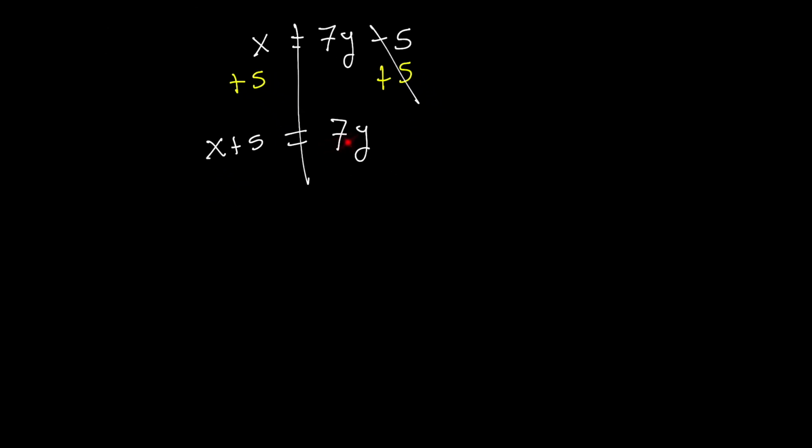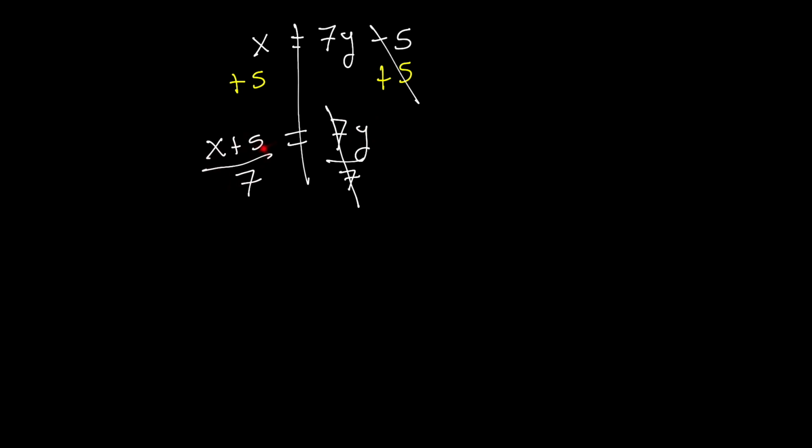Now since here I have multiplication, in order to isolate y I'm going to do the inverse, which is to divide. So I'm going to divide both sides by 7. And on the right hand side, the 7's cancel out. On the left hand side, I have this expression x plus 5 divided by 7.